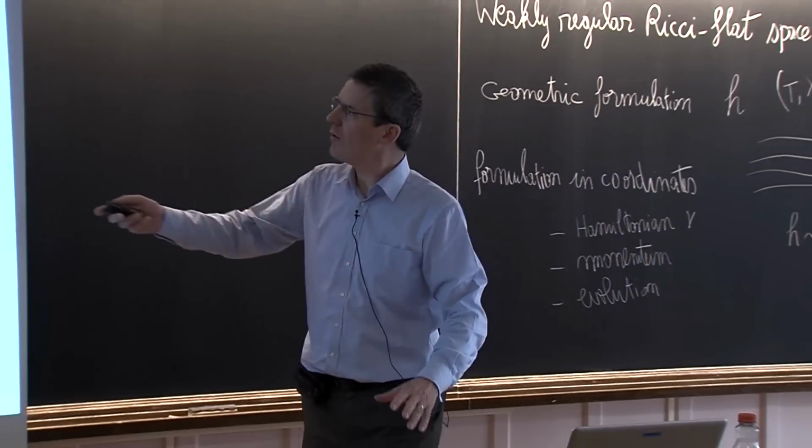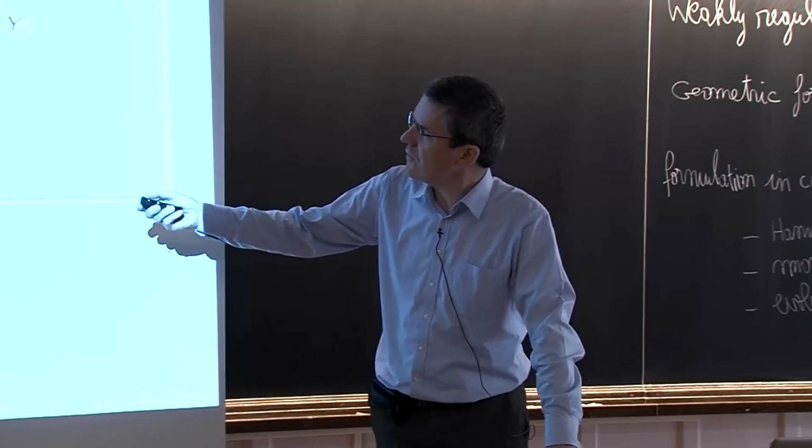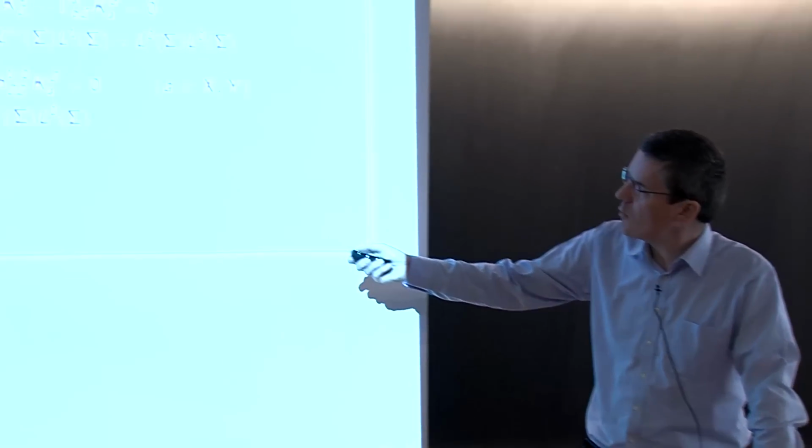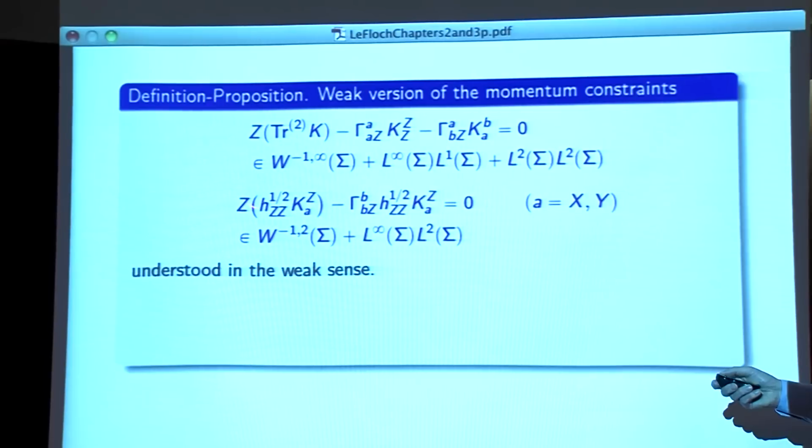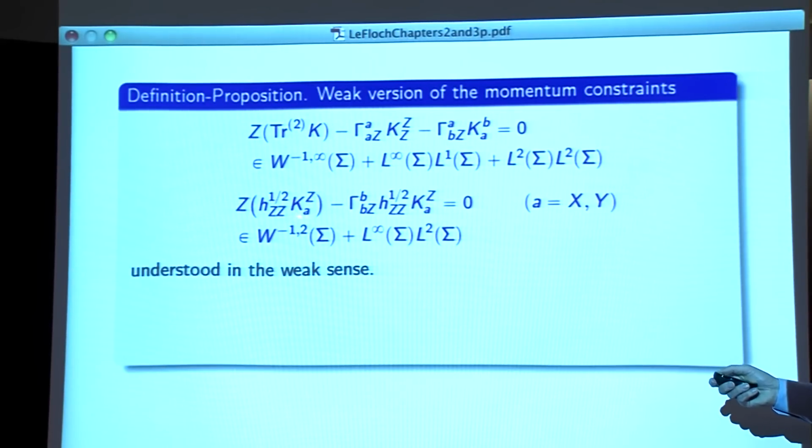And now I have two more equations, which now look like this. So hzz to the power 1/2, kaz, you take the derivative with respect to z. Now what you have here is something which is L2, right? So you get something which is only W minus 1,2.